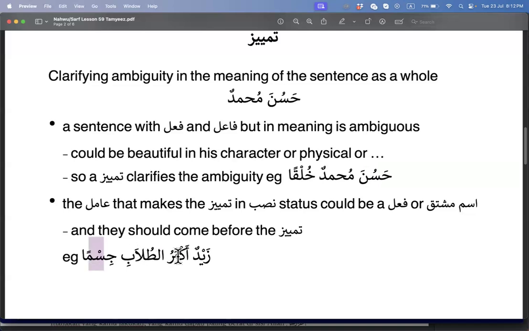So when you see ism tafdil and a nasab somewhere close, it's most probably going to be a tamyiz, and you translate it as 'in terms of'. So even here, Muhammad is beautiful in terms of his character. Zaid is the biggest student in terms of body size. Okay, inshallah.